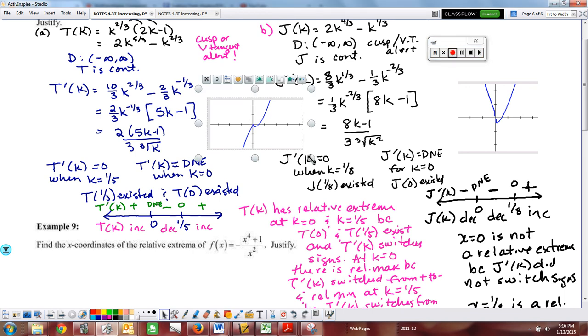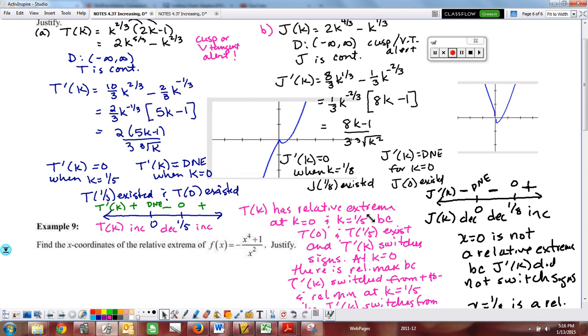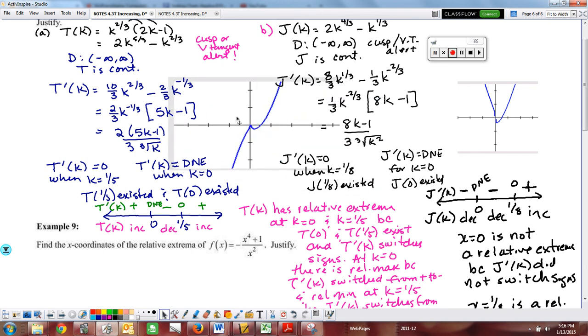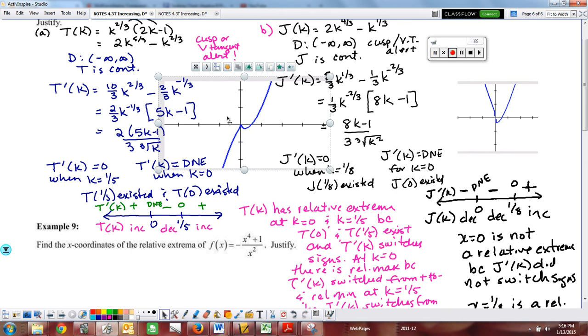So over here on t of k, I'm just going to enlarge it a little bit so that you can see here that on our t of k, at 0, you can clearly see that there is a cusp right there. Originally the function was increasing and then decreasing and then increasing, and the derivative at 0 did not exist because there was a cusp.